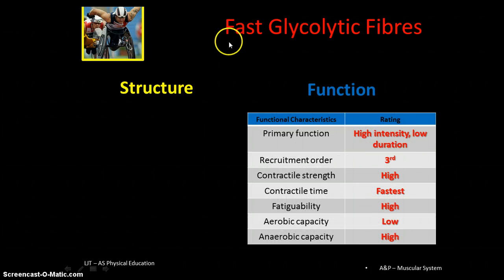So the function of fast glycolytic fibres: they are mainly for high intensity, low duration activities, speed, power, strength. They're the third in the order of recruitment. They have the highest contractile strength, so they can generate the biggest forces. They're the quickest contractors, so they contract quite quickly. They have the highest fatigability, so they get tired because of lactic acid build-up very quickly. They have the lowest aerobic capacity, so they don't really use oxygen, but they can work anaerobically really well.